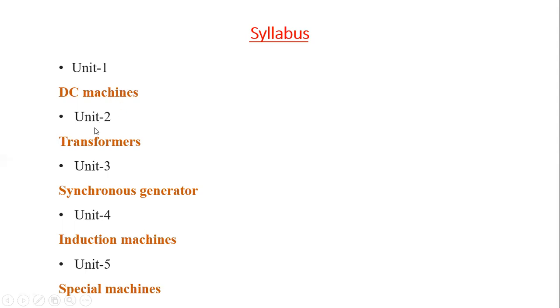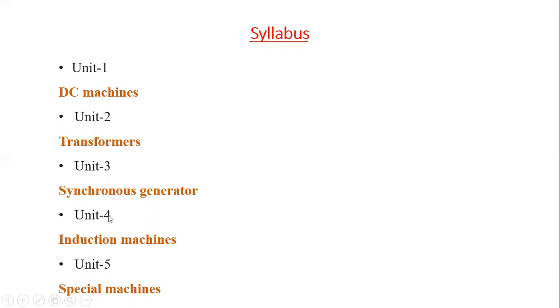Next, the second unit is transformers. What is the working principle of a transformer and what are the types of transformers will be studied in unit 2. Unit 3 is synchronous generators. How synchronous generators operate, what the working principle is, and what parts are there in the synchronous generators will be discussed in that unit.